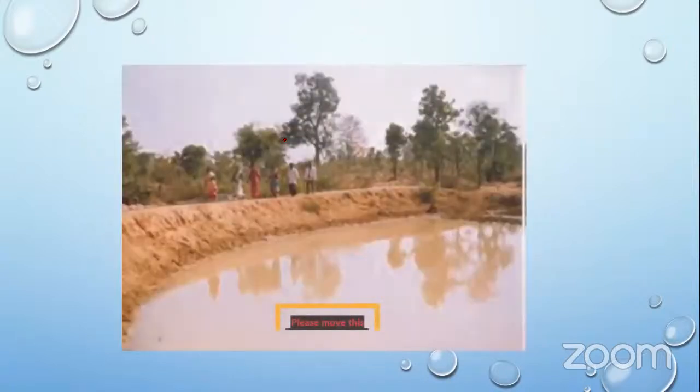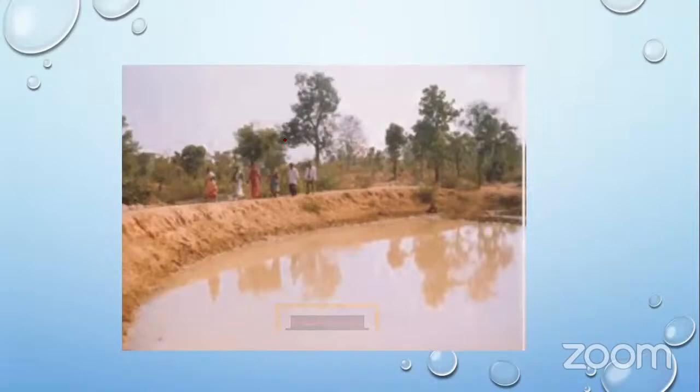So this is a percolation tank, see. They will dig a big tank like this. So what will happen when rain comes? All will not drain away to the river or sea. Some water will be stored in these tanks. This water we can use for agriculture also. And also the groundwater level will increase.